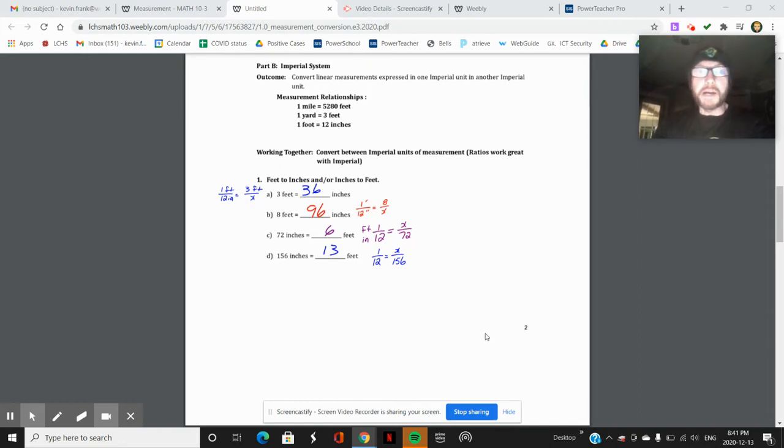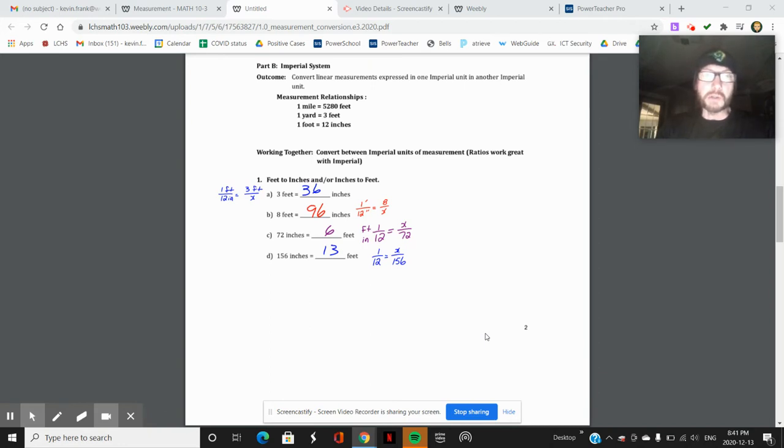1 mile, 5,280 feet. 1 yard, 3 feet. 1 foot, 12 inches. You know what? People my age grew up with those numbers and they kind of became embedded with us. But for you, you know what we're going to do? We're going to show you how to use ratios. And ratios are such an important thing for us in mathematics.